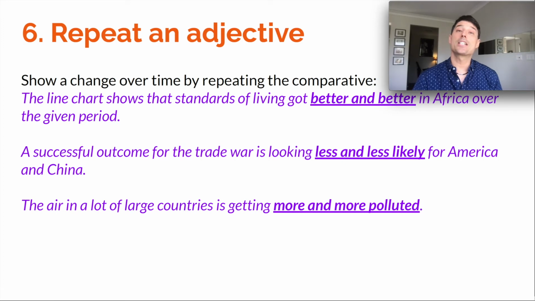Okay, so number 6 is repeating an adjective to show a change over time by repeating the comparative. For example, the line chart shows that standards of living got better and better in Africa over the given period. Or a successful outcome for the trade war is looking less and less likely for America and China. Or the air in a lot of large countries is getting more and more polluted.